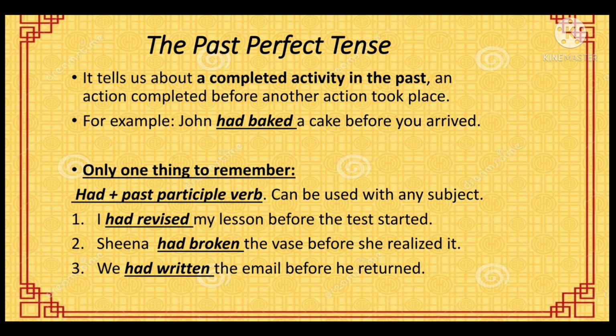The past perfect tense. It tells us about a completed action in the past, an action completed before another action took place. Example, John had baked a cake before you arrived. The past perfect tense is very easy. Only one thing to remember, and that is had plus past participle verb. And you can use it with any subject, plural or singular, noun or pronoun.